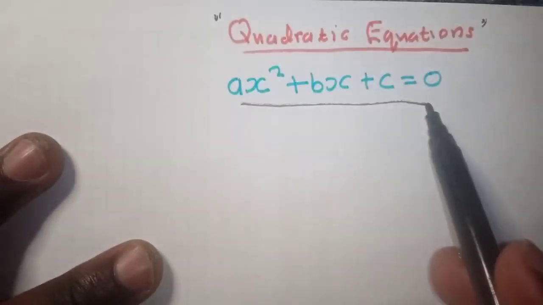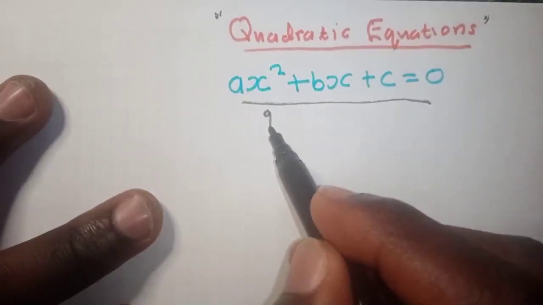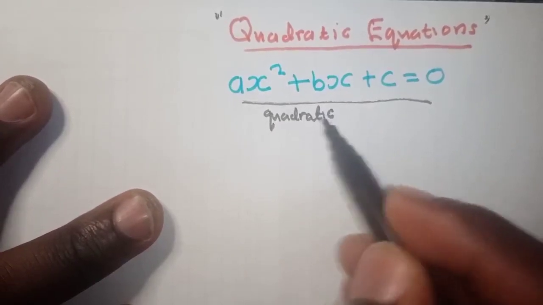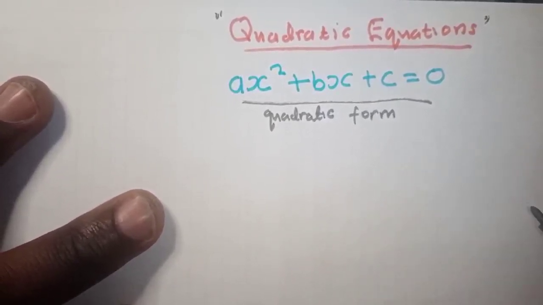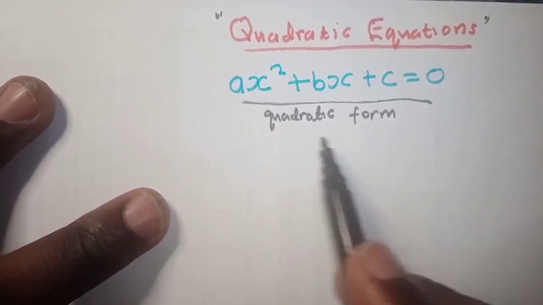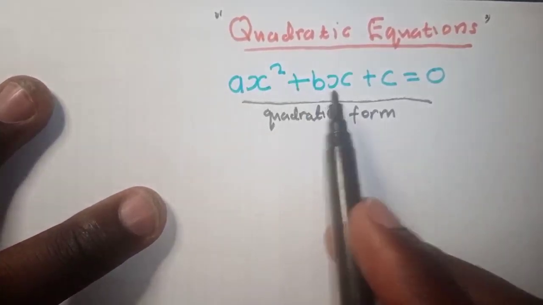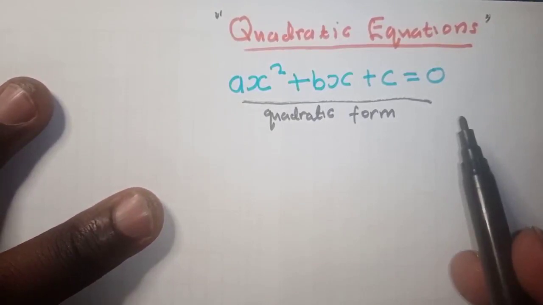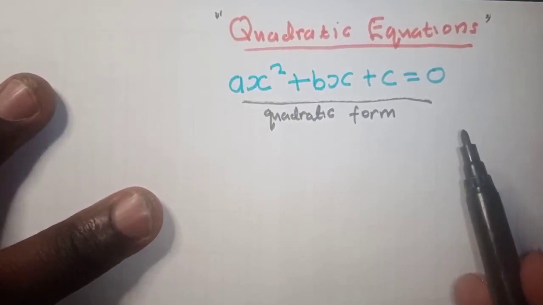So quadratic equations, these are a type of equations that can be written in this form. We call this form the quadratic form. So equations that can be written in this form, ax squared plus bx plus c is equal to 0, we call these quadratic equations.